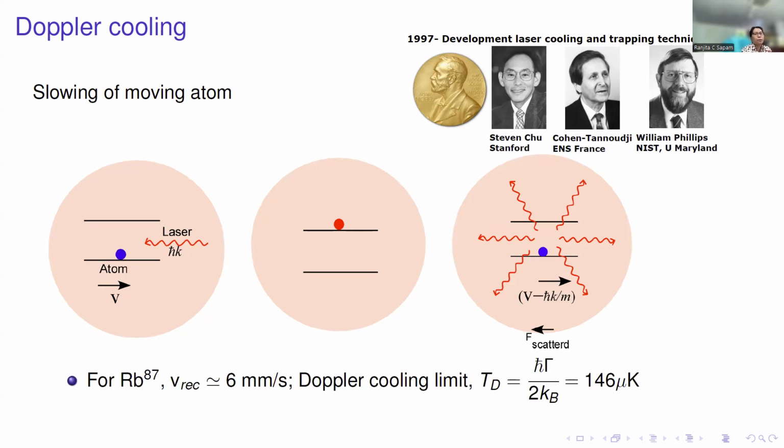To give you a perspective on how much we reduce by one interaction, for rubidium-87, the velocity required is of the order of 6 millimeter per second. And the temperature limit, the minimum temperature which we can reach by Doppler cooling, is 146 microkelvin. Okay, so this is the magneto-optic trap.